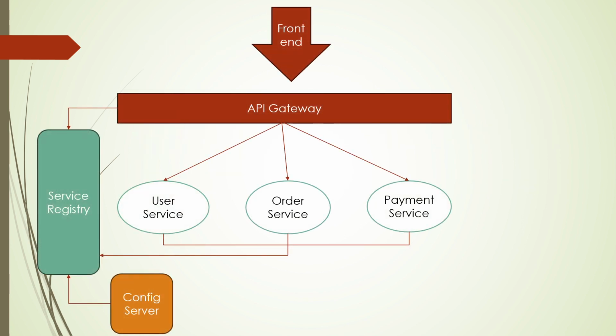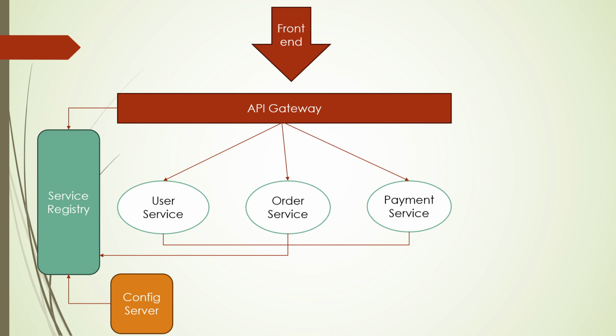So finally, this is our basic architecture of microservices using Spring Cloud. Here we have three microservices: order service, user service, and payment service. As we can see from the diagram, all these three services are registered to service registry. Next, we have config server and API gateway, which are also registered to service registry.